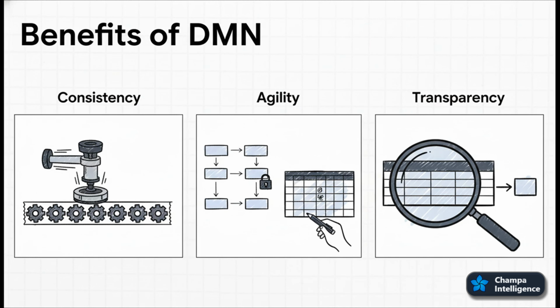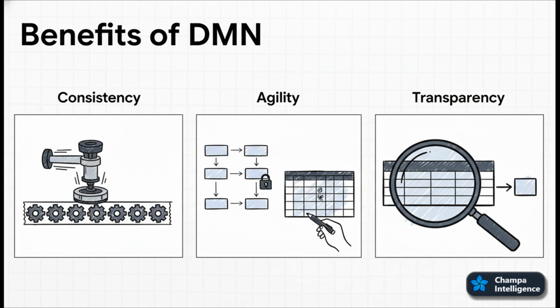So why bother separating this from the process? Well, there are three huge reasons. First, consistency. With a DMN table, the rules are applied the exact same way every single time, no exceptions. Second, agility. Let's say you need to change a discount policy. You just update the table. You don't have to go back and mess with the entire BPMN process diagram.